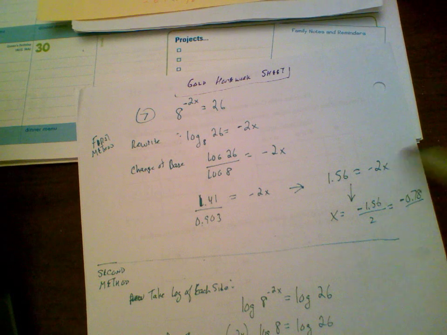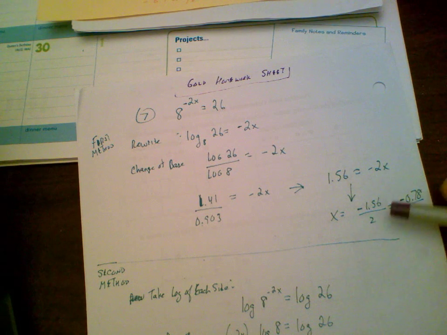How do I solve for x? Divide both sides by negative 2. So x equals negative of 1.56 over 2, or negative 0.78.